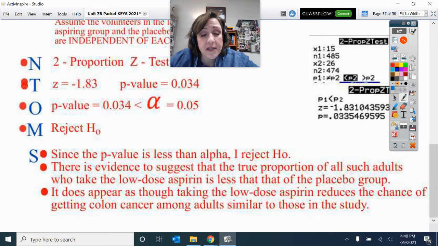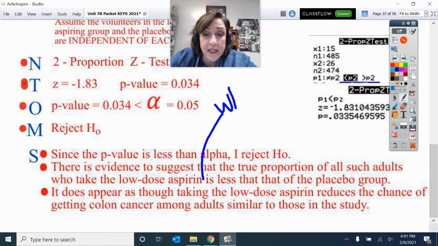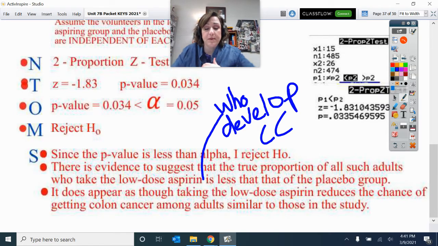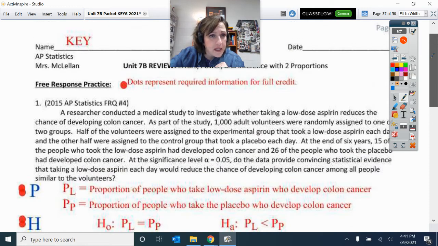There is evidence that the true proportion who take the low-dose aspirin who develop colon cancer is less than the true proportion in the placebo group. I needed to have that in there. It does appear as though taking that low-dose aspirin reduces the chance of getting colon cancer. All right, so that was number one. That was an actual AP question in 2015.